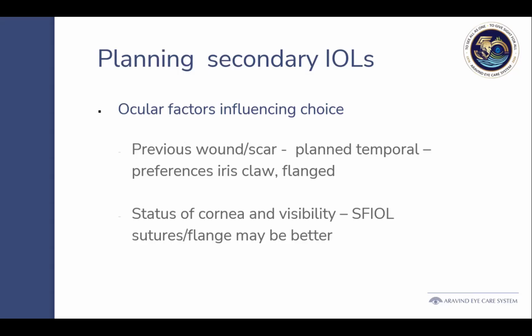They are the previous wound and scar, so you plan whether it is superior temporal or sacrotemporal. And according to that, the more convenient ones, like an iris claw or a flanged IOL. Then on the status of cornea and visibility, if the visibility is very low, I believe a flanged IOL with sutures would work much better because much of the work that you're doing is outside the eye. Whereas if you are going for an intrascleral haptic fixation, much of it is going to be like the traditional Chariot's way, then much of it you will have to do in the vitreous cavity, which will not be very visible.